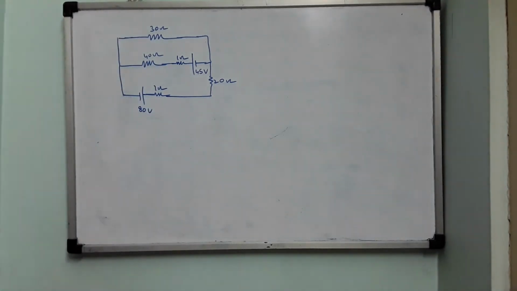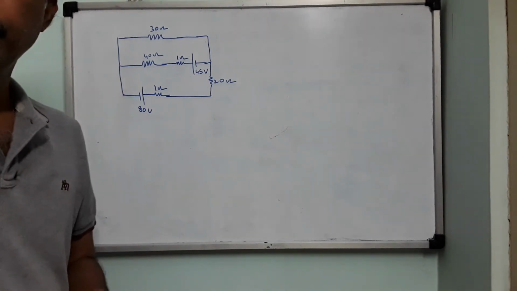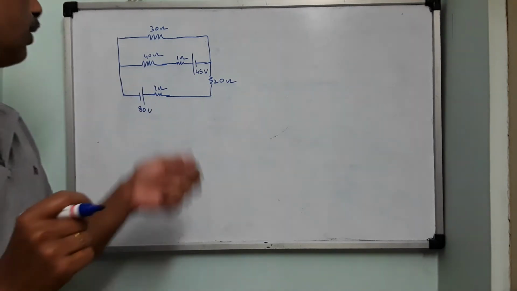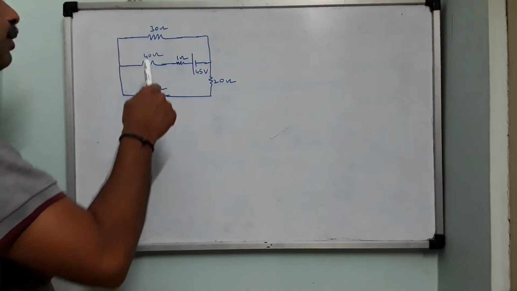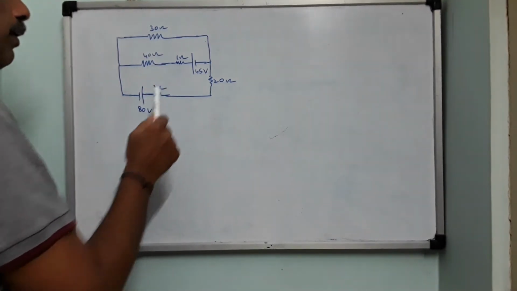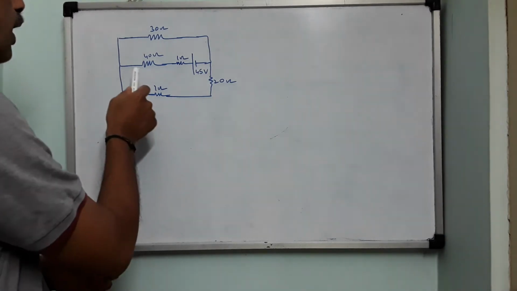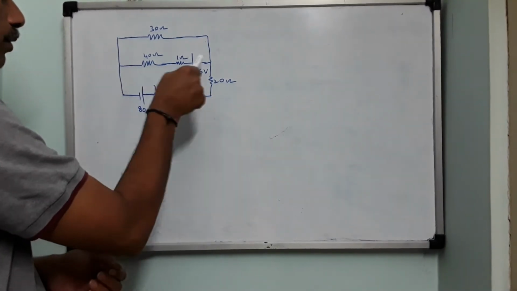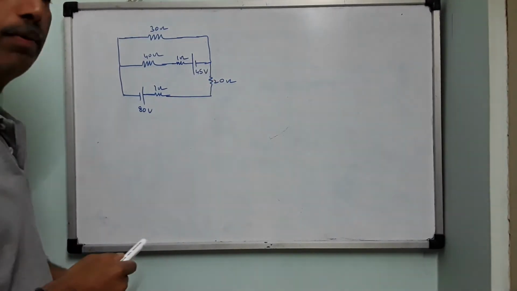So what is expected to be done in this question is, you may be asked to calculate the current in each branch. How many branches are there? Here is one, here is one, here is one. So how much current will flow in the 30 ohm resistor? How much current will flow in the 40 ohm resistor, together, because they are in series? How much current will flow in the 20 ohm resistor?